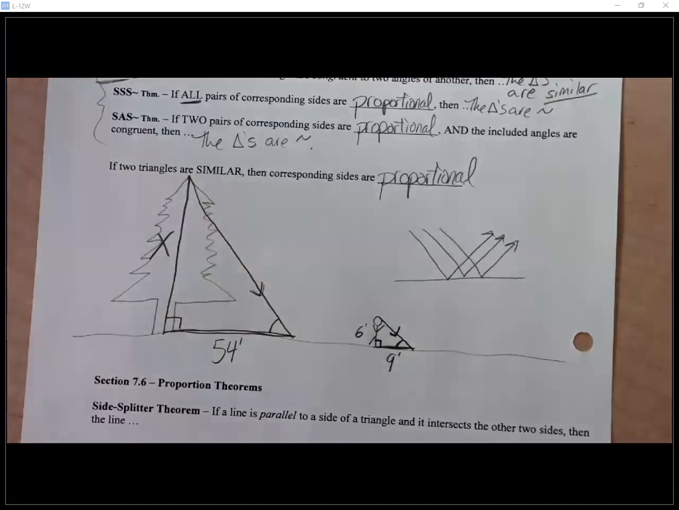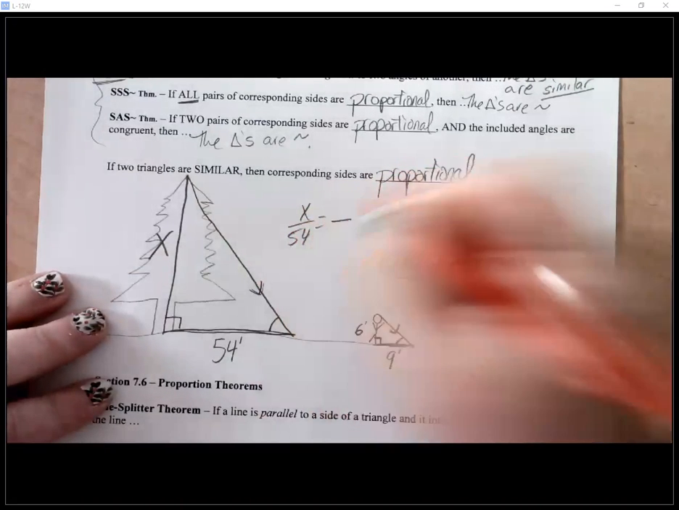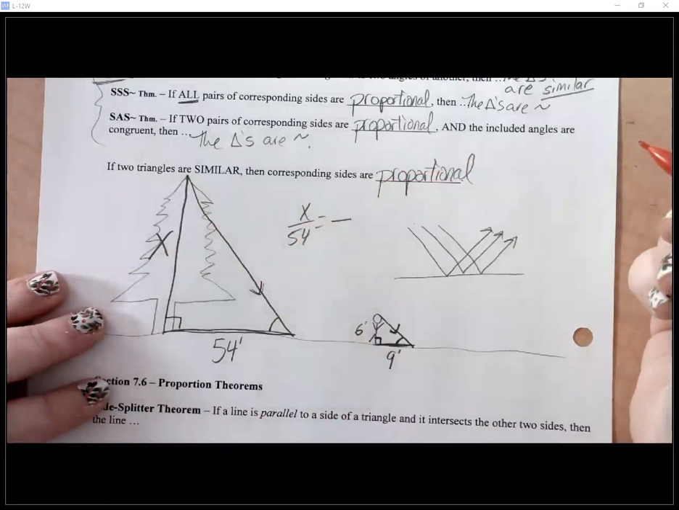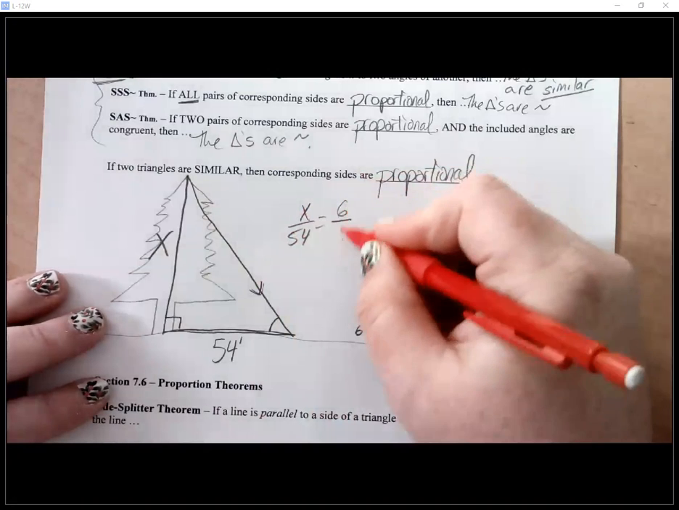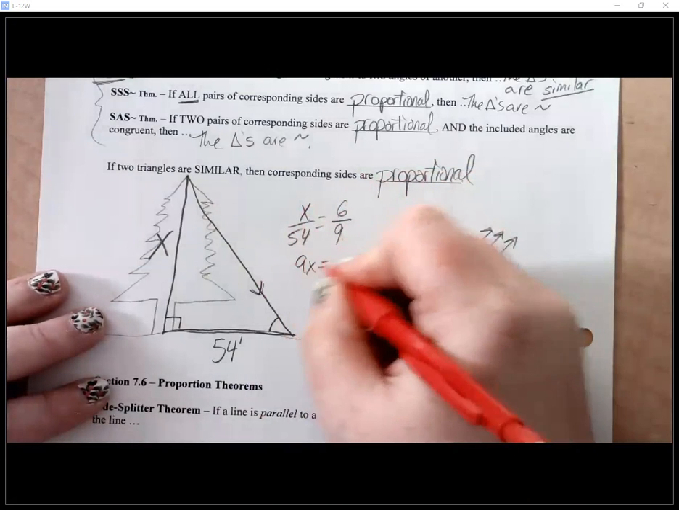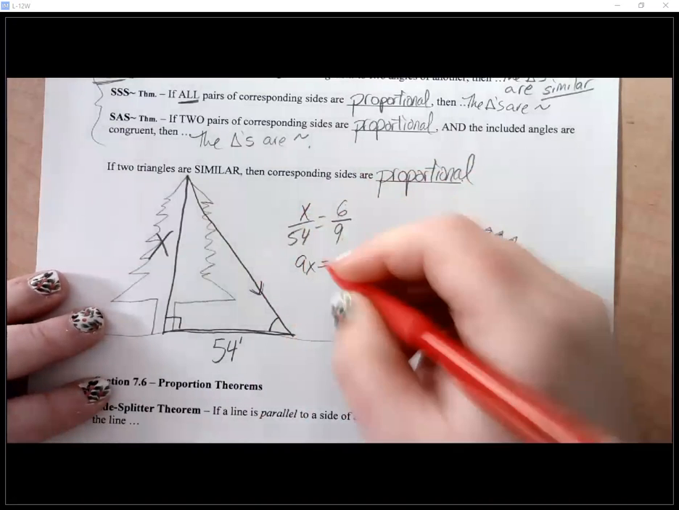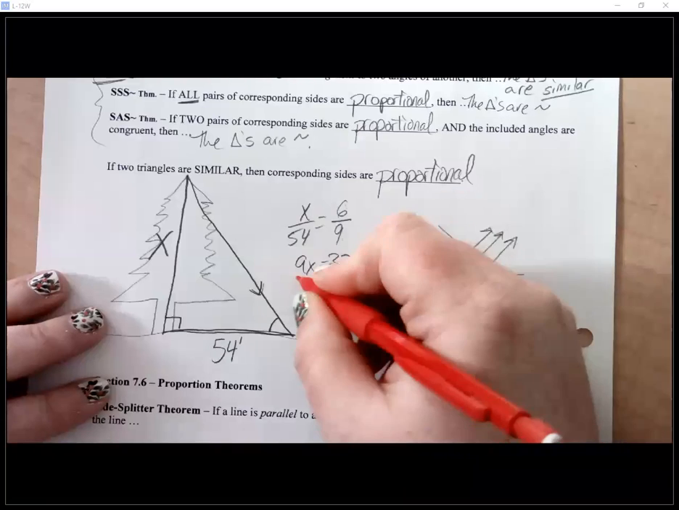So now, yeah, I can absolutely solve for the height of this tree by setting up a proportion, x over 54. If I do x over 54 over here, what do I have to do on the other side? I'd have to do 6/9, cross multiply. I know you already know the answer. It is 36. I don't know what 6 times 54 is. 324. Yeah, I know you don't even have to go through all of this, but anyway.